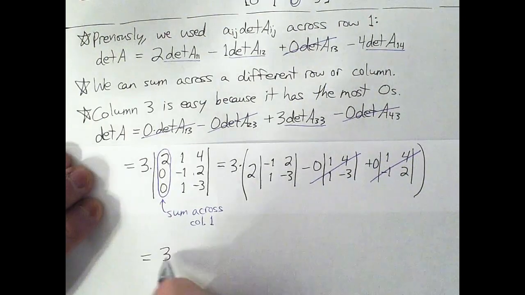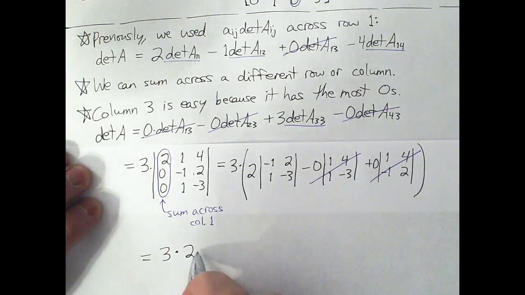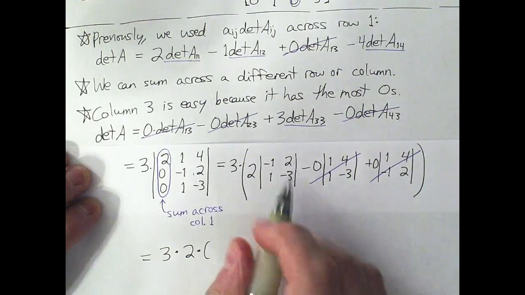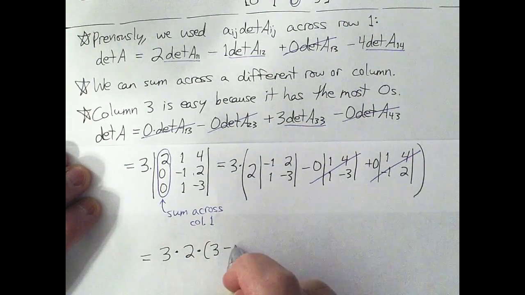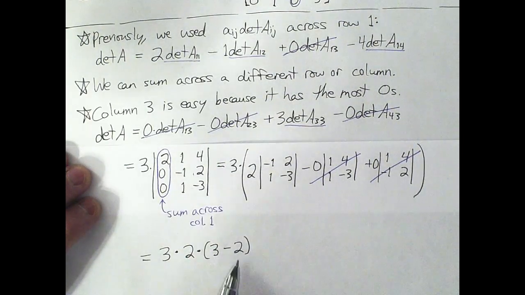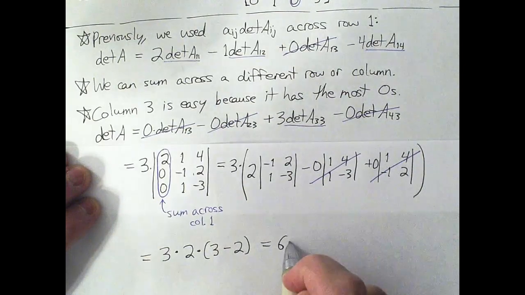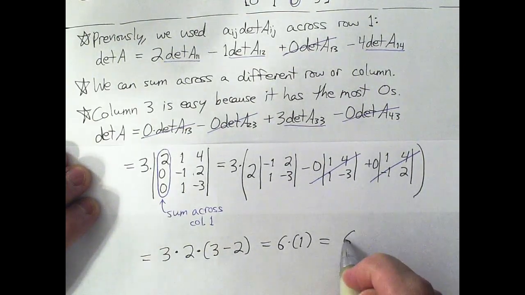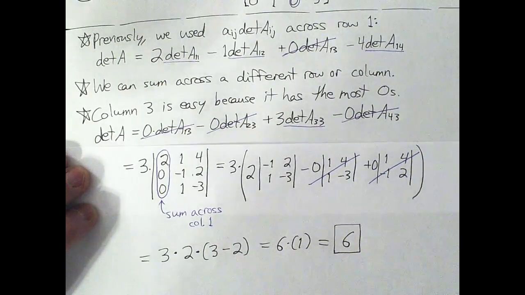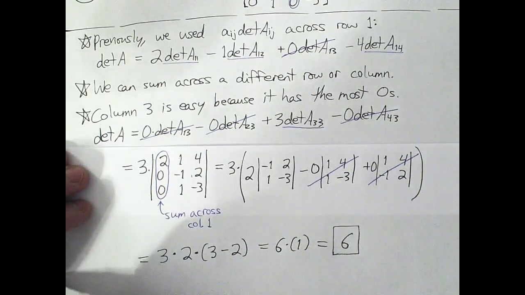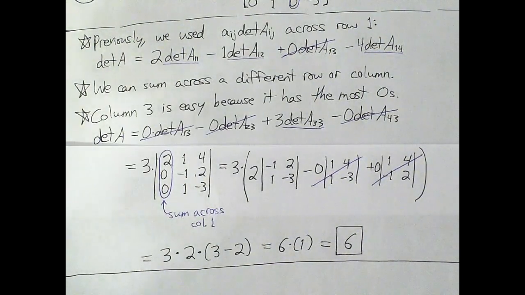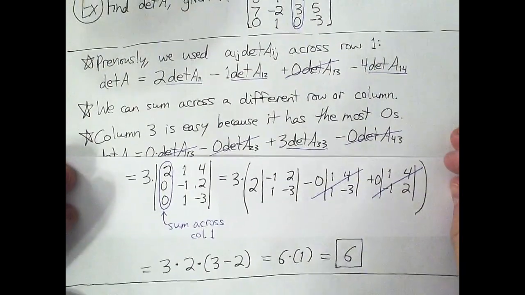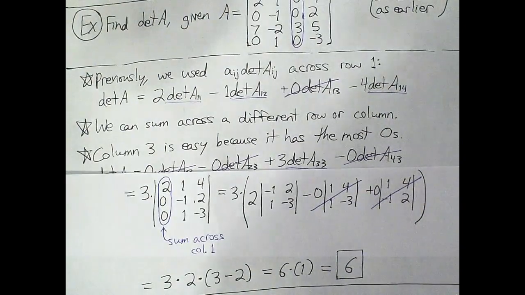Okay, so the 3 out front times 2 times this 2x2 determinant. This 2x2 is negative 1 times negative 3 is 3, minus 2 times 1 is 2. So 3 times 2 times 3 minus 2 equals, we know what the answer is because we did this earlier. We got the same answer that we got earlier. But the point that I'm trying to make is that this was a whole lot easier. So that's the determinant of this 4x4 matrix. It's 6.